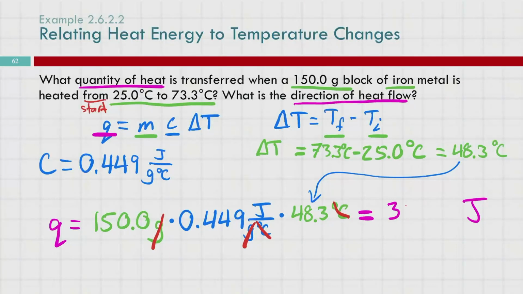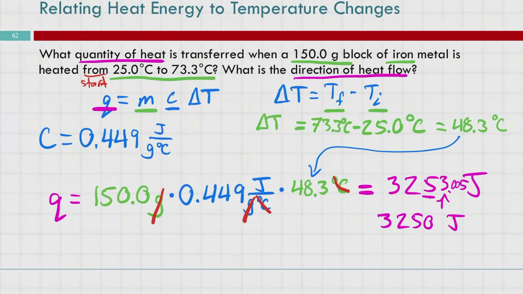So 3,253.005 joules. We get the joy of rounding this to three significant figures. 3,250 joules, which gets to be written as 3.25 times 10 to the 3 joules.